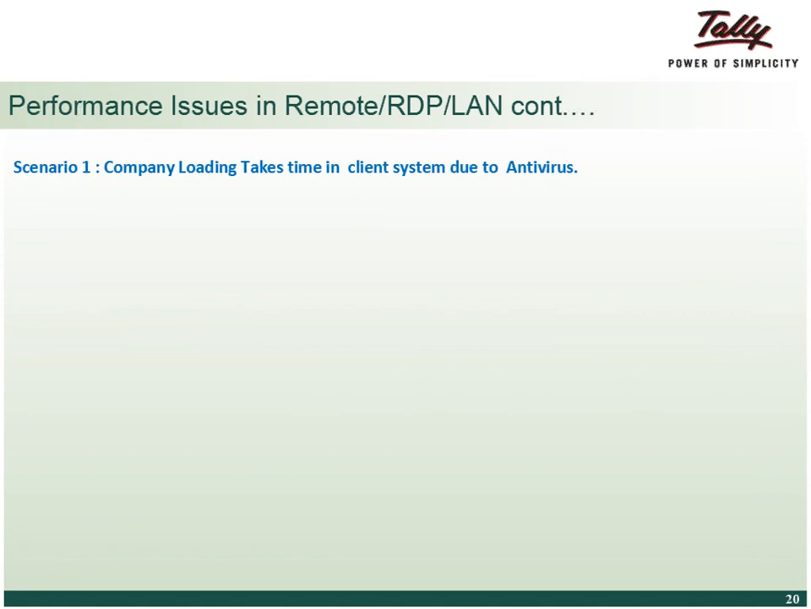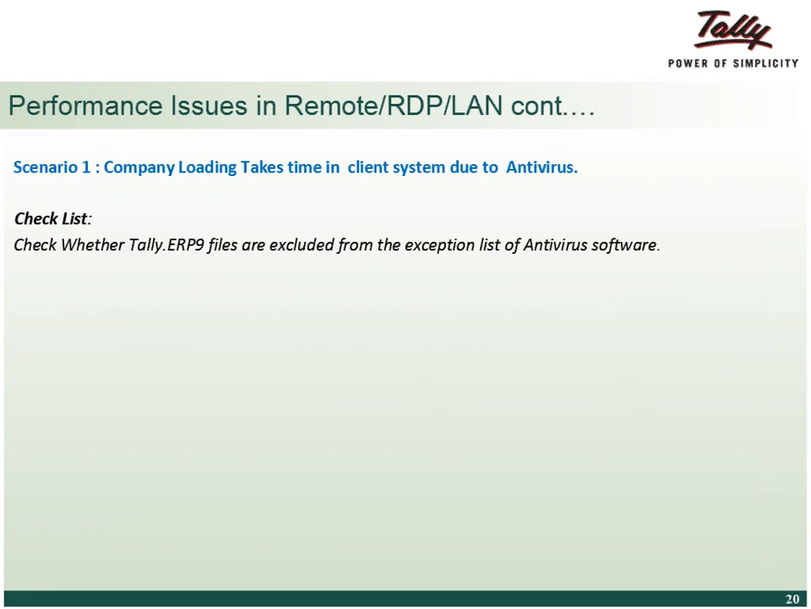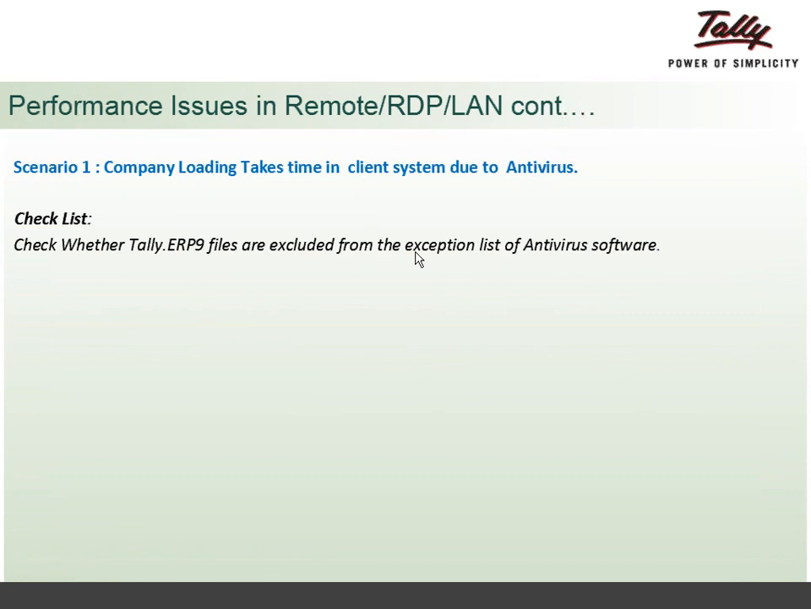So under this one, let us now discuss the first scenario. Company loading takes time in client system due to antivirus. So we need to ensure whether on the client system Tally ERP9 files are added to the exception list of the antivirus software. As suggested to you all before, you can refer to the KB article in which we have given antivirus wise exception list, how exactly to be configured. You can refer to the same thing and you can configure at the customer end.